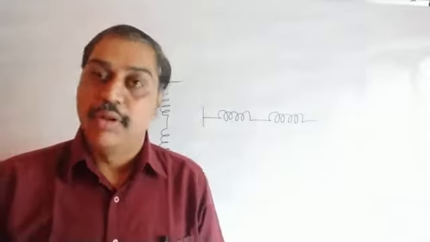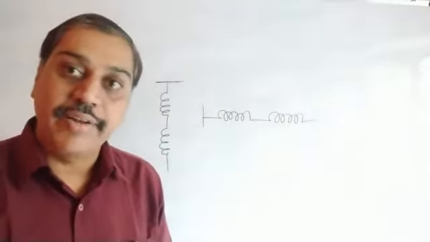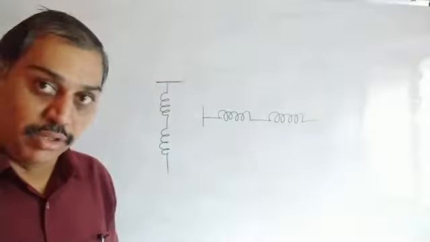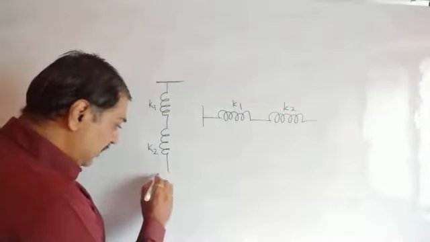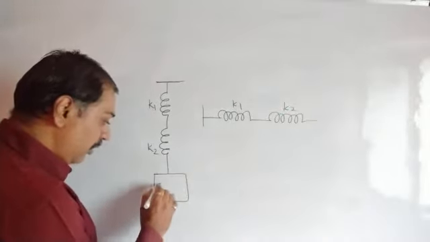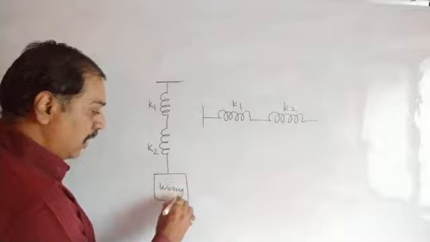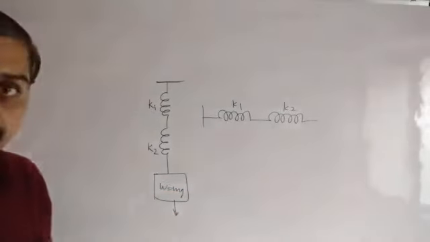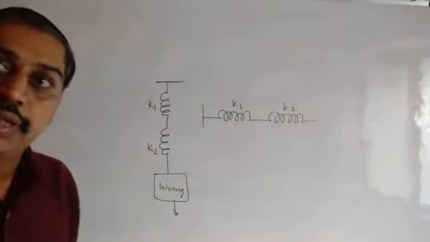Now suppose both springs have different spring constants. Both the springs are not the same. One has spring constant K1, the other has spring constant K2. Same here, K1, K2. When we stretch here, when we apply some load here, W equal to mg in the downward direction, when we apply the load here, W equal to mg.